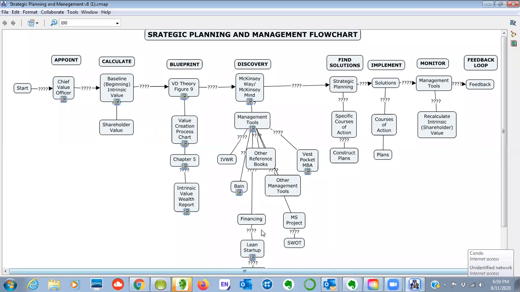So that was the management tools that I talked about here, and then this Vest Pocket MBA. I was trying to get a Kindle version. The book was published a little while ago, and I got a copy of it, but I couldn't find my copy, so I broke down and ordered another copy, which is actually going to be here tomorrow.